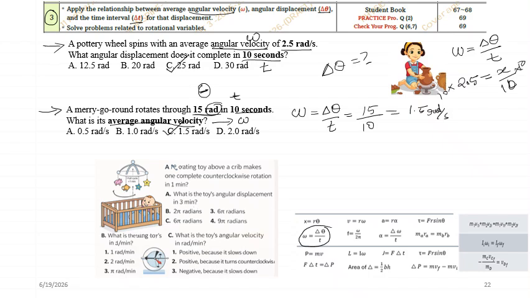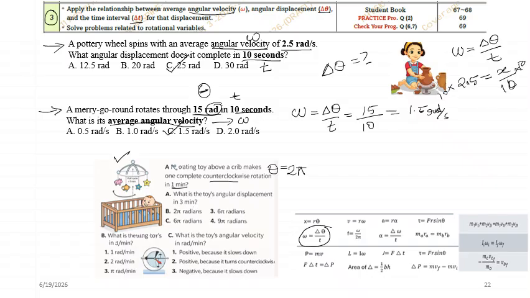Now, this is a textbook question, which is mentioned in the hyper. Okay, now a rotating toy above a crib makes one complete counterclockwise rotation in 1 minute. Okay, so this we have done before. You need to connect the angle theta. Theta is 2 pi. It's not directly given, but from the question you should understand it. Complete one rotation means 2 pi in 1 minute.